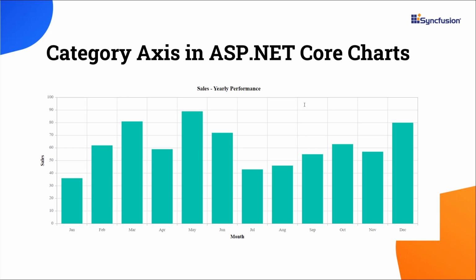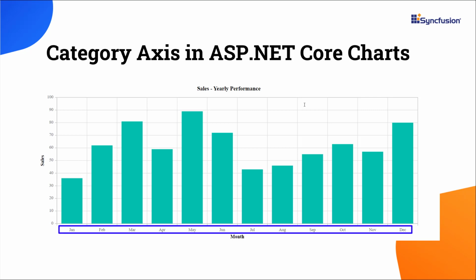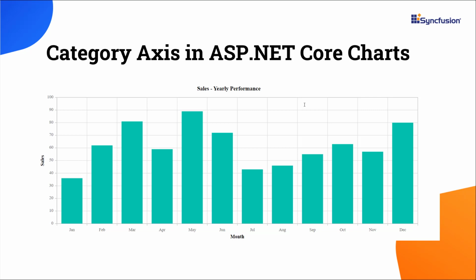Look at this column chart, which displays the sales data for a particular year. The column chart's x-axis has elements like axis labels and range. The category axis in a chart is used to display and categorize data points along the horizontal axis based on distinct categories or groups. Now let me show you how to customize the category axis.